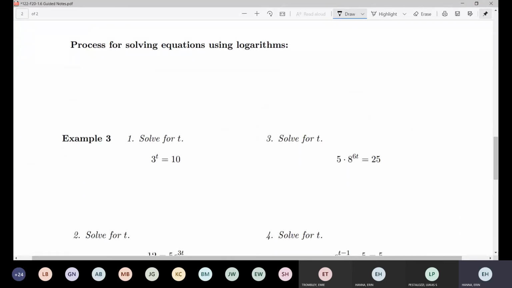Process for solving equations using logarithms. So I'm going to fill this out. We're going to do the first 2, and then we're going to take our quiz. So if you want to solve equations using logarithms, the first thing you're going to do is isolate the exponential term.